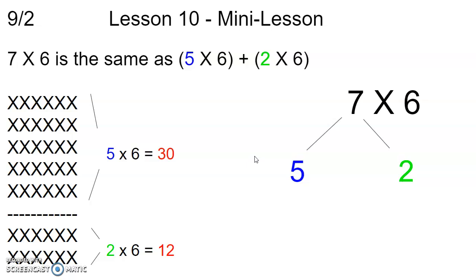Now, when we solve this using our count by, which we already did, we can do it again here. 5 times 6, hold up your 6 fingers and count by fives. Ready? 5, 10, 15, 20, 25, 30. We get 30 for 5 times 6.